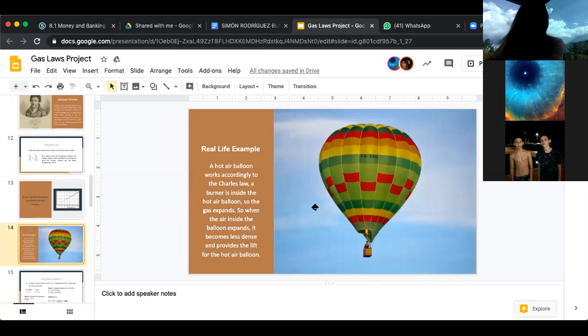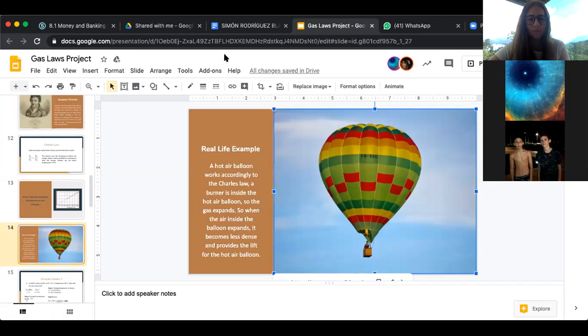A real life example is a hot air balloon, which works according to Charles' law. There's a burner inside the hot air balloon, so the gas expands. When the air inside the balloon expands, it becomes less dense and provides the lift for the hot air balloon.